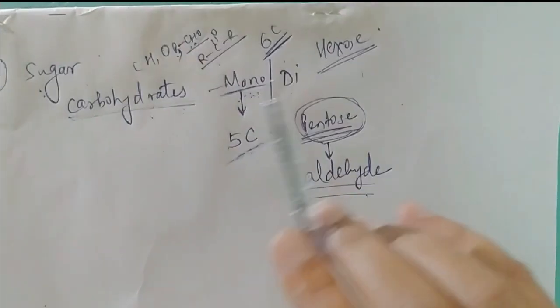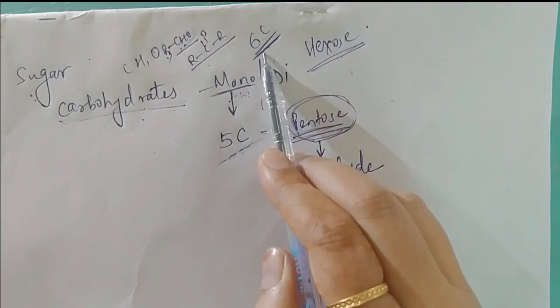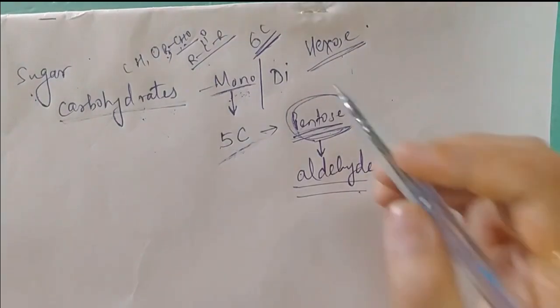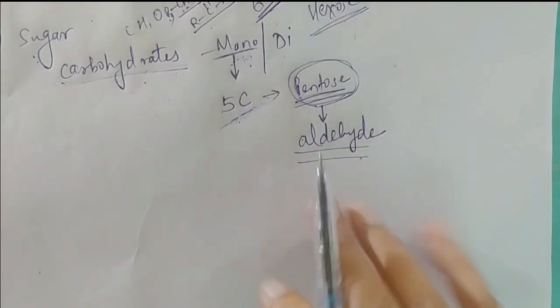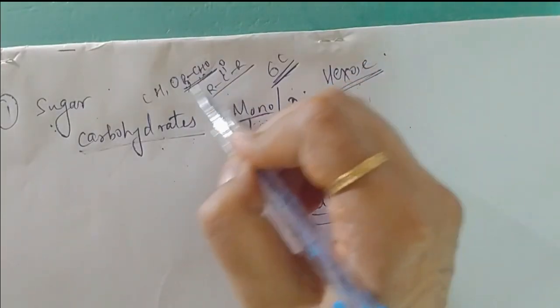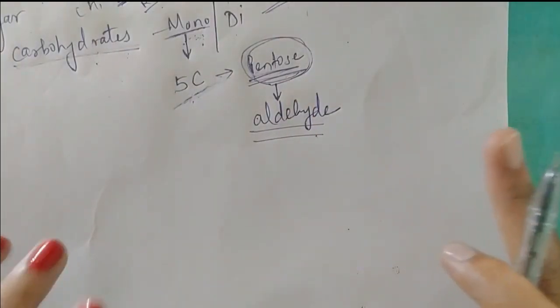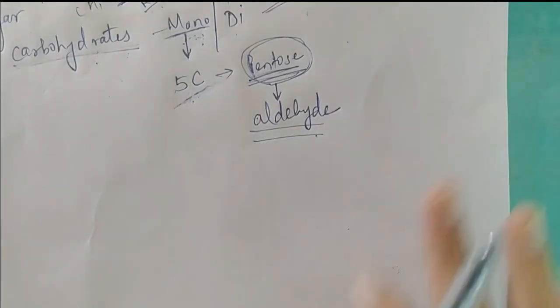Similarly, fructose is also a type of monosaccharide having 6 carbon atoms, but it is having ketone as the functional group, so it can be called a hexulose. Similarly, the monosaccharide which is found in DNA is having 5 carbon atoms and it is having aldehyde as the functional group. So it is called a pentose. So our DNA is having pentose as the main component in the backbone of DNA.